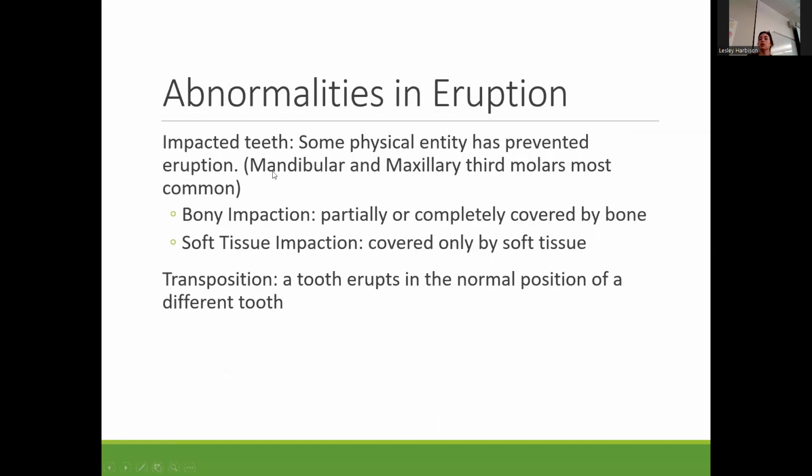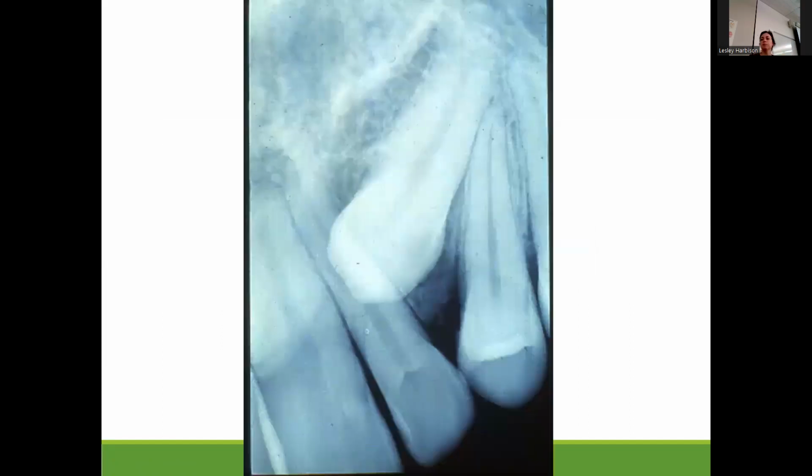Abnormalities in eruption. So you can have impacted teeth, bony impaction, partially or complete. It may be half in the bone or totally sideways in the bone. Soft tissue impaction: they're through the bone, but they're still covered fully with tissue. Transposition is a tooth that has erupted in the wrong place. So it's like a canine trying to come in where the premolars are or where the lateral is or something like that. So here are some images of some impacted teeth.